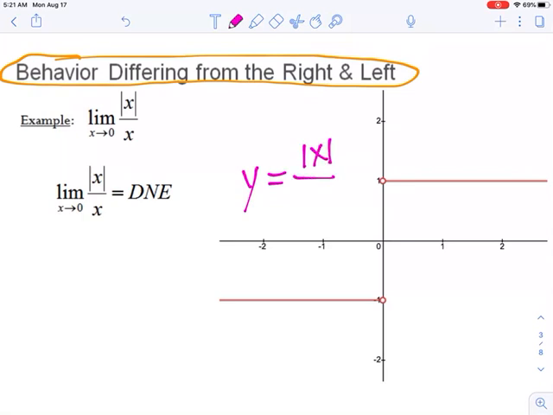This is going to be a graph that I am going to expect you to remember. Okay, y equals the absolute value of x over x. We have an open circle and a line to the right at 1, and an open circle and a line to the left at negative 1. Okay, I'll also expect you to be able to do some transformations with this graph.